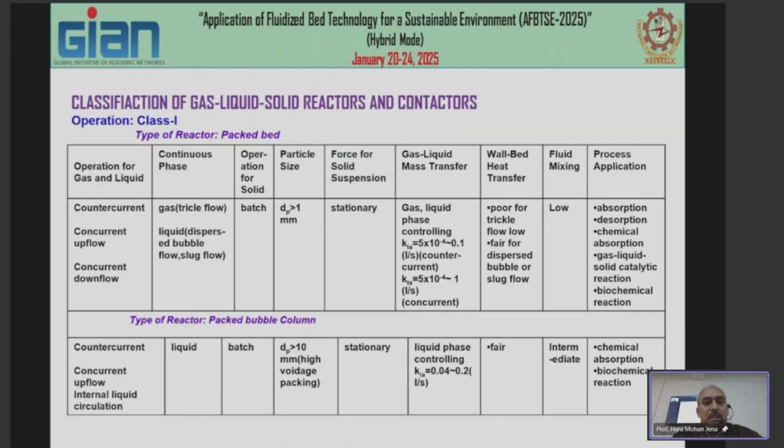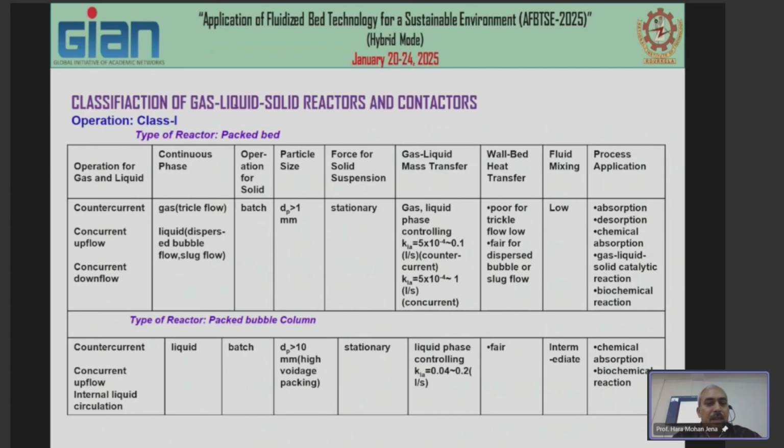The classification of gas, liquid, solid reactors and contactors based on the previous overall classification. One is operation one, that is class 1, the packed bed. The type of reactor is the packed bed reactor. The classification covers the operation for gas and liquid, the continuous phase, operation for solid, particle size, force of solid suspension, gas, liquid mass transfer, wall to bed heat transfer, fluid mixing, and the process application. These are the classifications for the packed bed reactor.